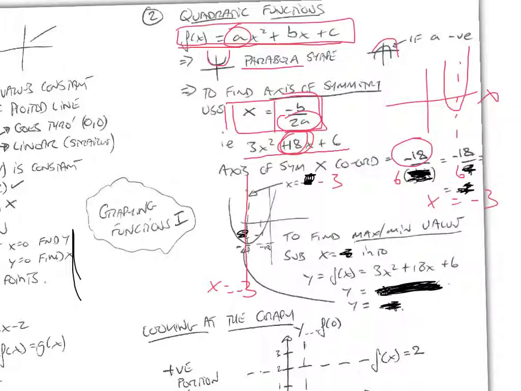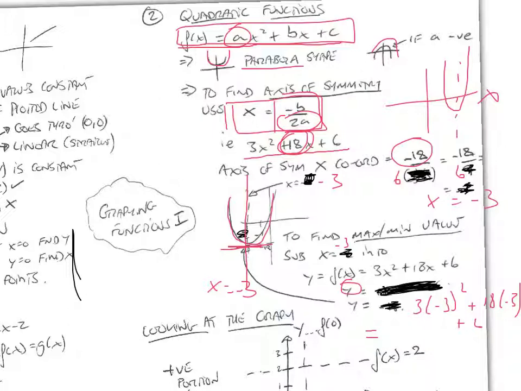And then to find the minimum value, the minimum turning point, the y value, we sub x equals minus 3 into our function. So our y value, f of x, is equal to 3 by minus 3 squared plus 18 by minus 3 plus 6.